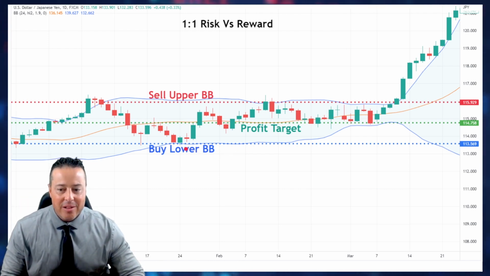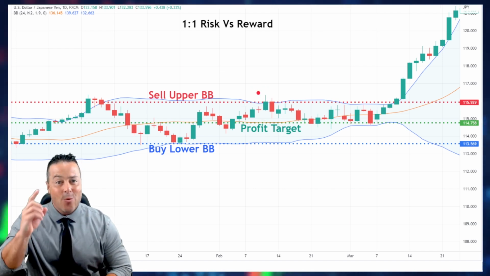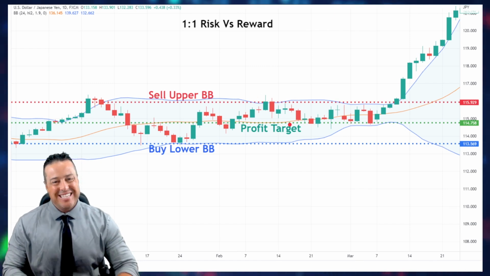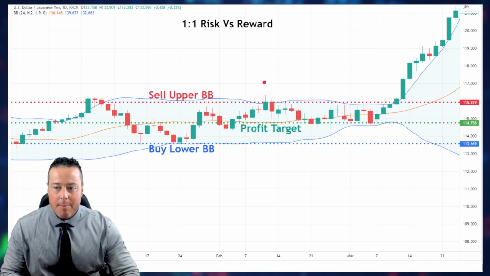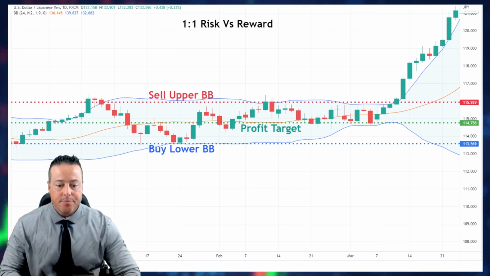A few of you are already looking, you're saying, okay, that's a decent entry. Well, what about this one? We're going to get to that in just 1 second. 1-to-1 risk versus reward. That means our profit target at the center of this range, our maximum stop loss is going to be right up there at that 1-to-1 ratio. Let me show you how it works.